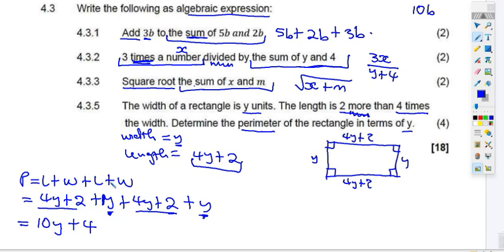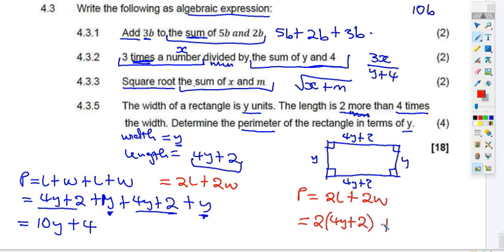Now, we can simplify this one. This one here, this is going to be like terms, length plus length, it gives us 2 length. Width plus width, it gives us 2 width. So we can say our perimeter is equal to 2 length plus 2 width. What is the length there? Is 4y plus 2. So this is going to be 2 multiplied by the bracket of 4y plus 2, and then plus 2, your width there is a y.